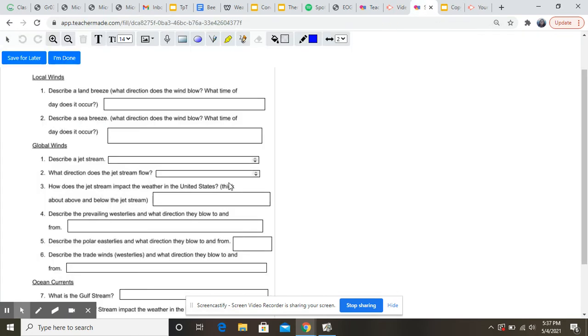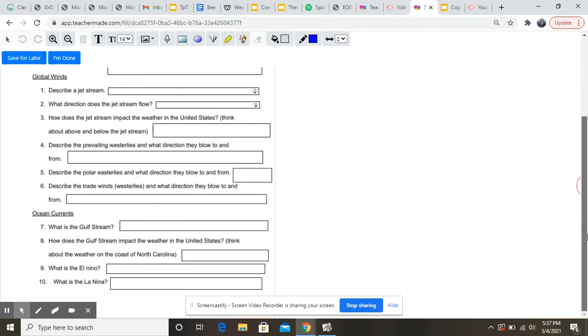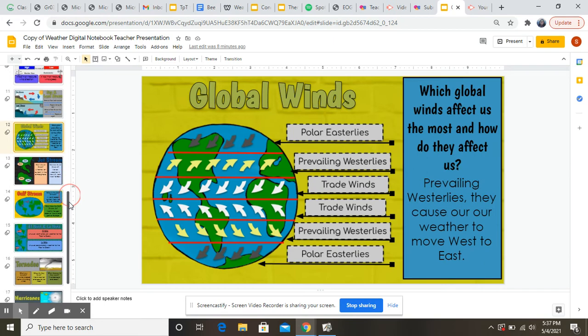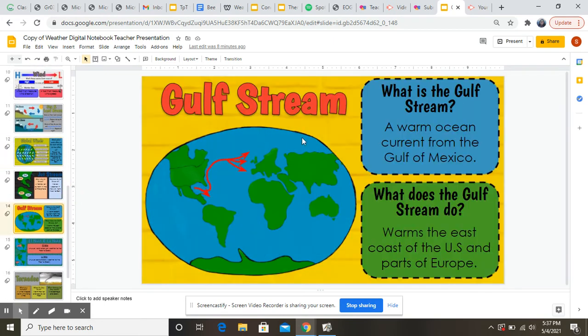All right, next we are going to talk about ocean currents. So we're going to start with the Gulf Stream. So the Gulf Stream is a warm ocean current coming from the Gulf of Mexico. So it's flowing up, and it impacts our North Carolina coast, and the coast of America as well. Well, the most is what I mean. So it warms the east coast of the U.S. is the main thing you need to know.